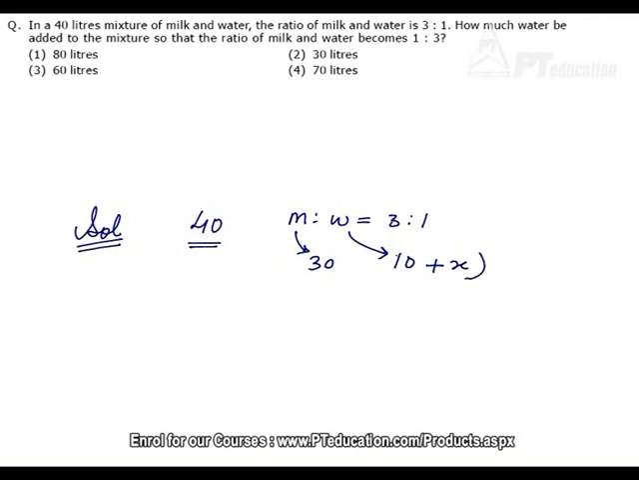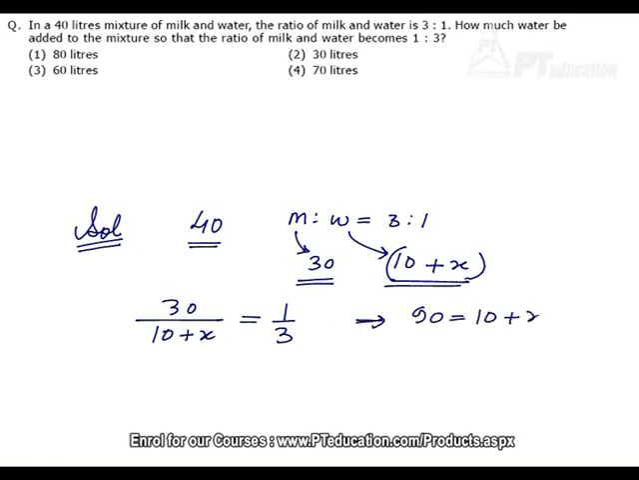So the new water will become 10 plus X total water, so that the ratio of milk and water becomes 1:3. Milk remains 30, water becomes 10 plus X, and we are now given that 30 divided by 10 plus X should be 1/3. So if you solve this, this gives you that X is 80. So if X is 80 is correct, we should be able to prove it right now.